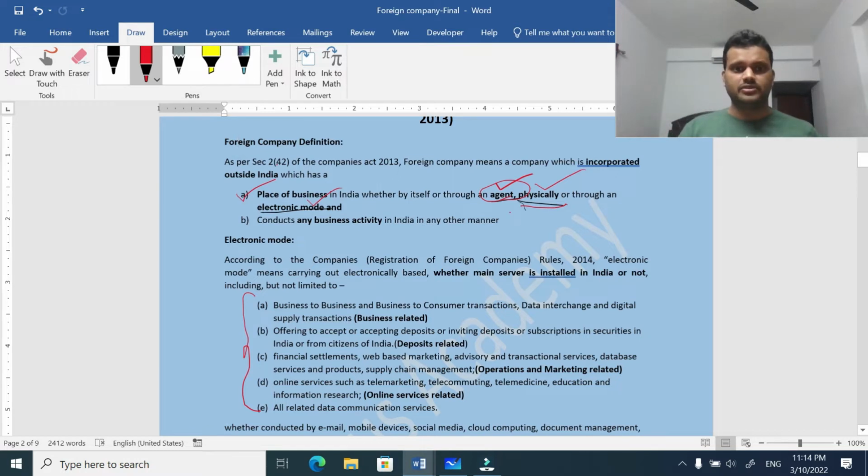Let's revise this foreign company definition. The foreign company definition is provided under Section 2, subsection 42 of the Act. Any company which is incorporated outside India, having a place of business in India, and doing a business activity in India, becomes a foreign company. The place of business can be through an agent, physically, or through electronic mode as well. All this will be covered under the place of business.